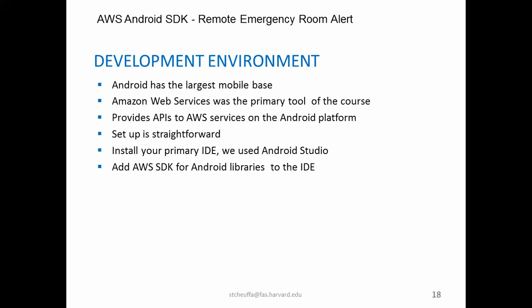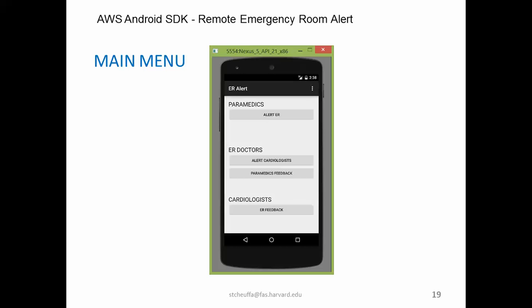So the development environment, we talked about that already. As far as our result, the main menu of our application, we made it very simple as a prototype. Normally we would have a login screen because of HIPAA and all the health rules, laws, and statutes to protect against unauthorized access. But in this case, we just had a simple menu with buttons for paramedics, ER doctors, and cardiologists. So a paramedic can alert an ER doctor, an ER doctor can alert a cardiologist, an ER doctor can send feedback to a paramedic, and a cardiologist can send emergency room feedback.